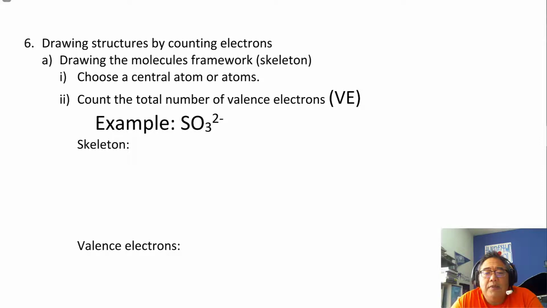Alright, so what we're going to do now is learn how to do Lewis structures just by counting electrons. Then I'll give you the analogy of how this works. I'll talk you through the process and we'll actually do an example, and then I'll talk about how this works in terms of an analogy for other things that we do.